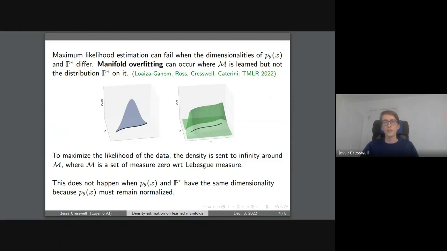So in this example on the left, we have a two-dimensional data space and a one-dimensional manifold inside it, on which there is some distribution defined. On the right, you can imagine trying to train a density model which has support on the full two-dimensional data space. Now, to maximize the likelihood of the data, all you need to do is send the density to infinity across the manifold in any configuration you like. It doesn't have to look anything like the distribution on the left. And you can do this while still having a normalized density function, because the density only needs to go to infinity on a set of measure 0, namely the manifold.